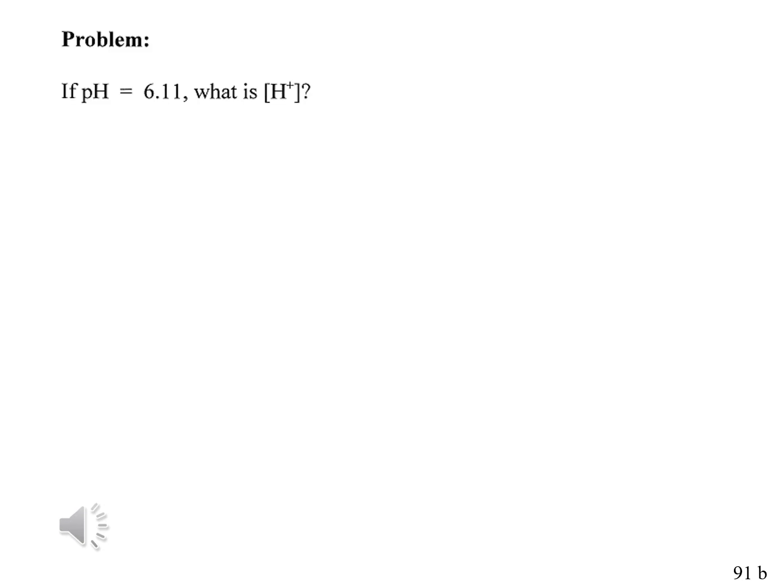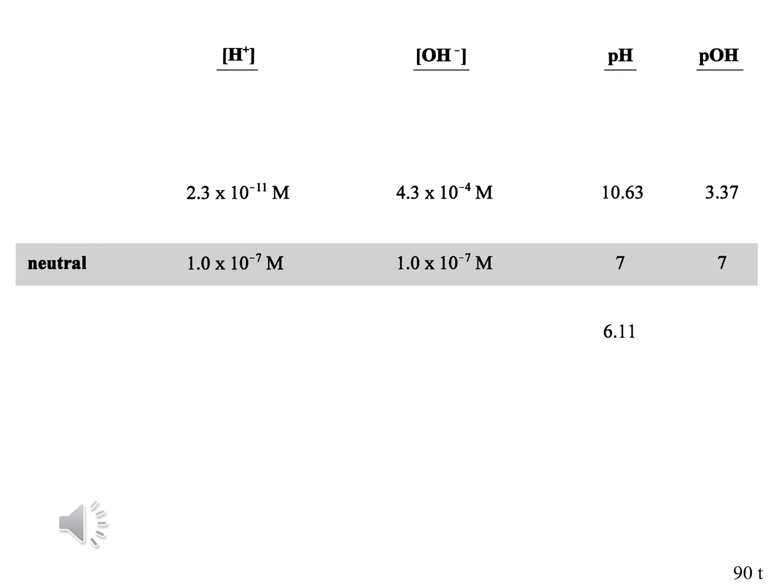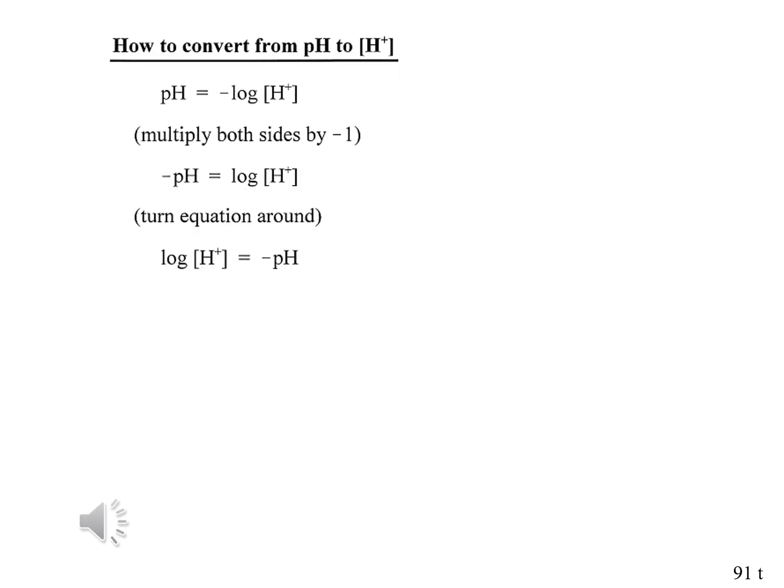The only conversion that I haven't really shown you is to go backwards. Let's suppose that you are given that the pH is 6.11. How do you go backwards and get H plus? So we've got to get the other 3 columns here when the pH is 6.11. I want to do it by starting with the pH formula. pH equals minus the log, and so you can switch the negative over to the other side, and then I put the log on the left, so the H plus is the variable.